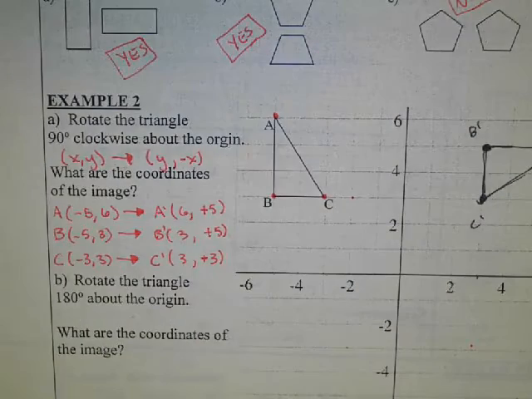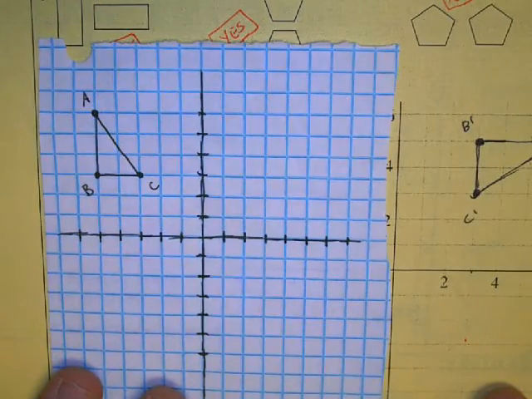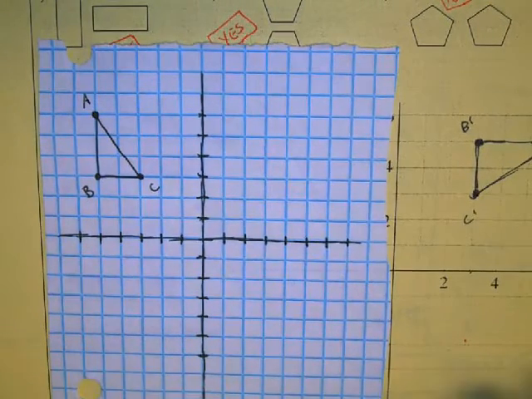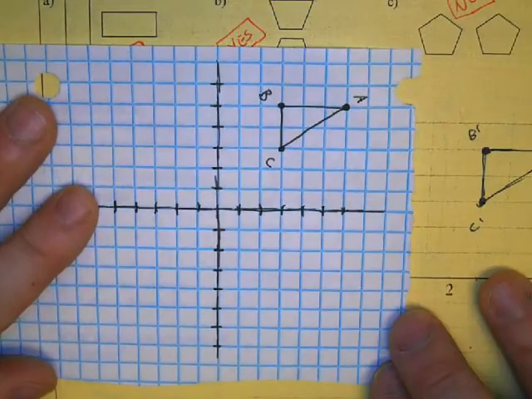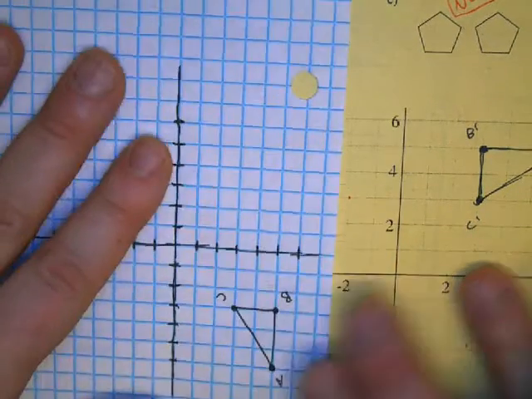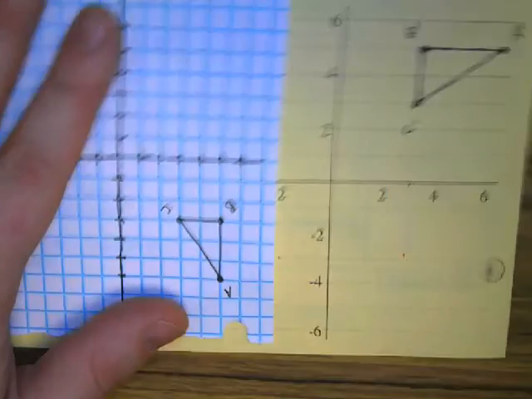So let's try this idea using part B. Rotate the triangle about the origin 180 degrees. So we're going to take this and rotate it 180 degrees. Here's our pre-image, our original image. That's one spin is 90, another spin is 180. And now we have where our new image should be plotted.